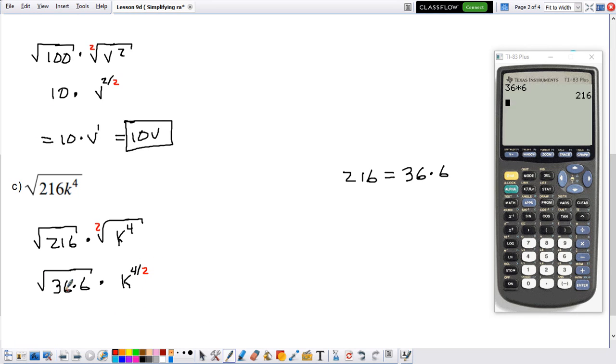So now, let's see if we can simplify that. We know that the square root of 36 is 6. So this 36, we can bring it out as just 6. So now this becomes 6 square root of 6 times k, 4 divided by 2 is just 2. And let's just rewrite this a little bit nicer. So that's 6k squared square root of 6.